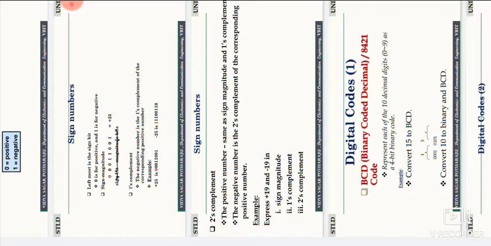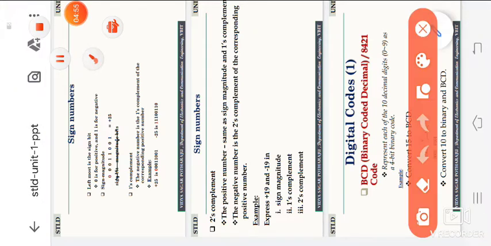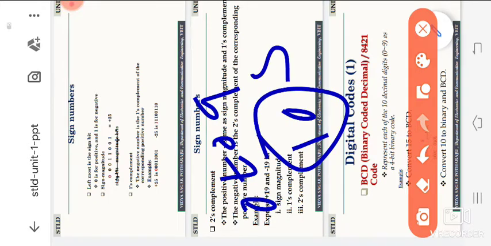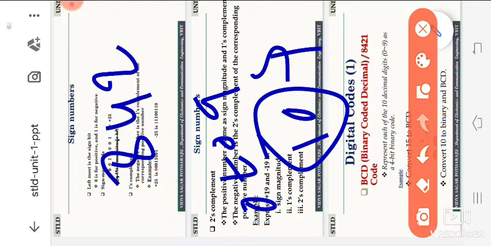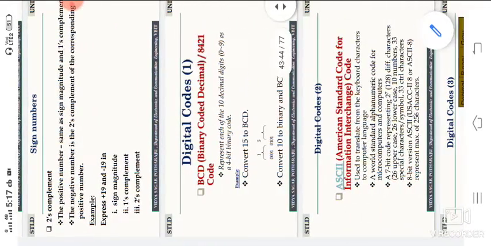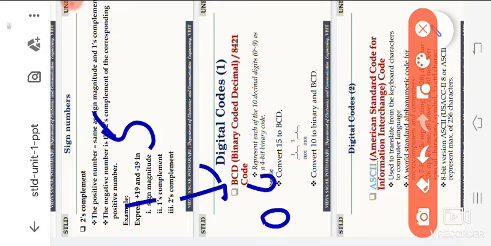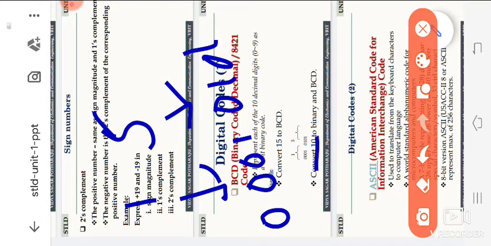Next is the BCD code, binary coded decimal. BCD code means 0 to 9, that means a total of 10 digits. For these 10 digits we are converting using the 8421 code, that is the binary representation. So this is the example: convert 15. In this one we are converting using 8421, 1 means 0001. In the same manner 5 means 0101. So this is the answer.